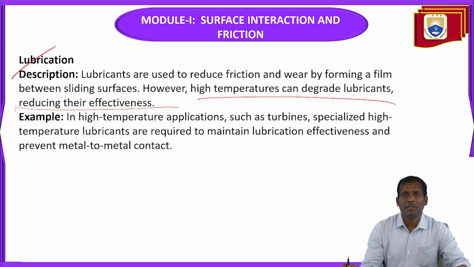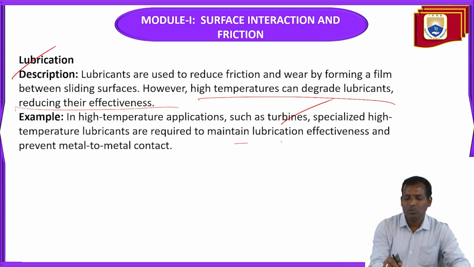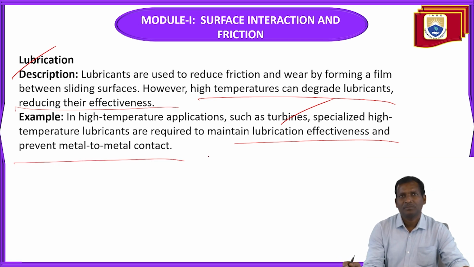For example, in high temperature applications such as turbines, specialized high temperature lubricants are required to maintain lubrication effectiveness and prevent metal to metal contact. So it prevents metal to metal contact, avoiding the metal-to-metal contact case in hydrodynamic lubrication.